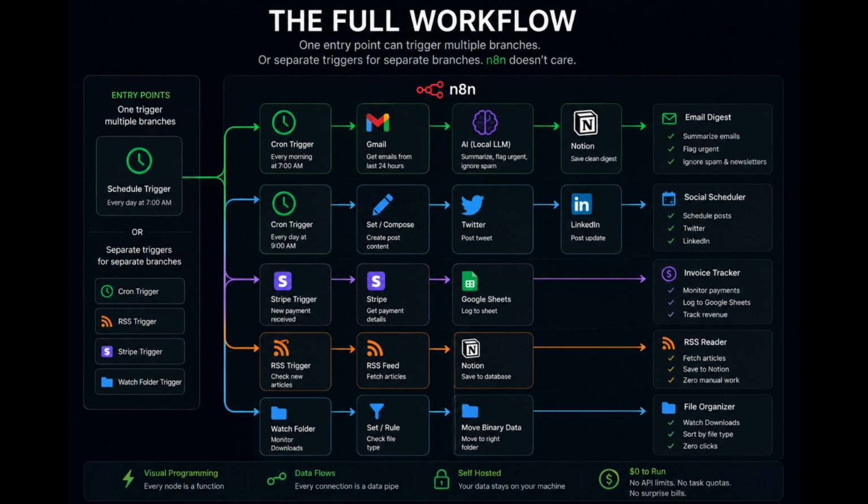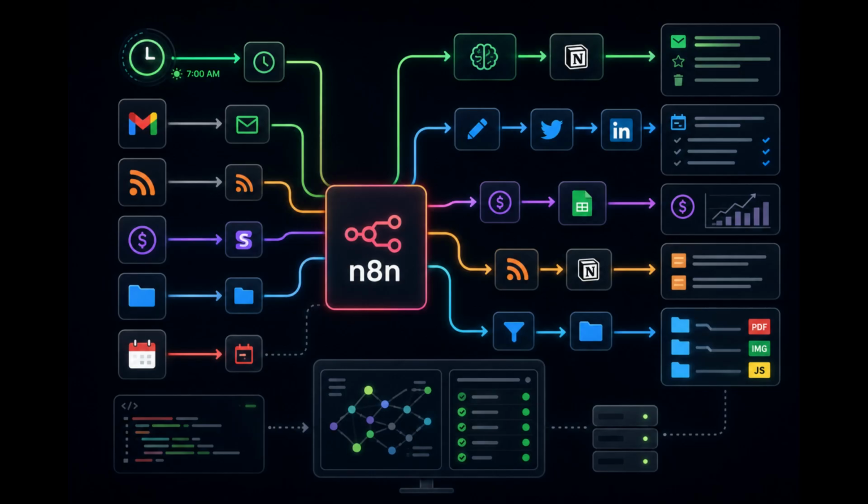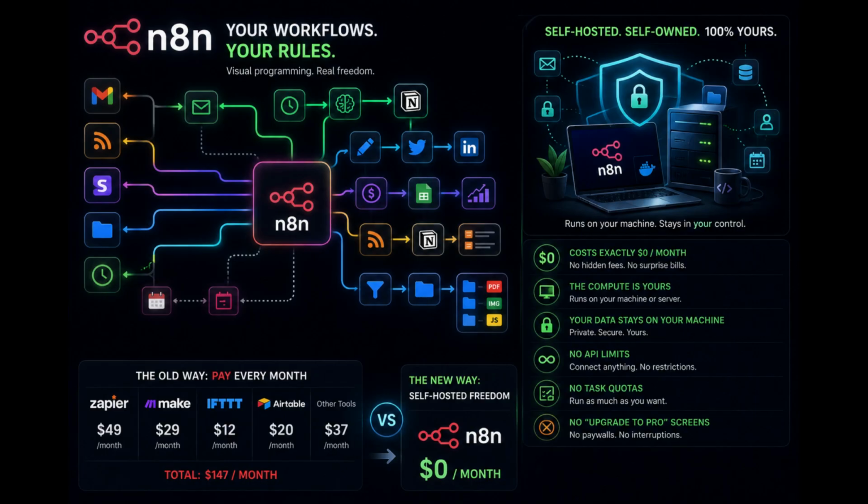One entry point can trigger multiple branches, or separate triggers for separate branches. n8n doesn't care. You wire it however you want. It's a visual programming language. Every node is a function, every connection is a data pipe. And the best part? This entire thing costs exactly $0 a month to run. The compute is yours. The data stays on your machine. No API limits, no task quotas, no upgrade to pro screens.